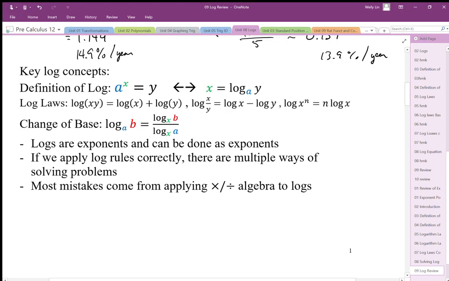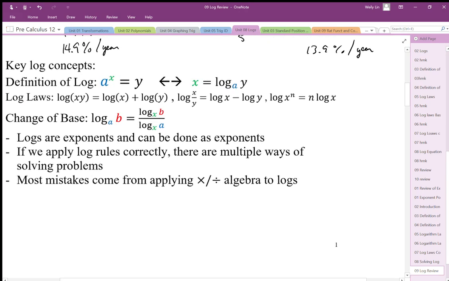There's only 3 log properties really. There's this adding property. When we add the exponent, we multiply the arguments. When we subtract exponents, we divide the arguments. If I have multiplying here, power times power, that happens when I have a power on the argument. And lastly, the change of base formula is very useful, so we should know it, and the change of base formula allows me to change to any base.